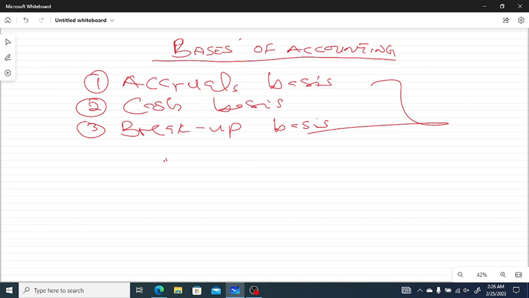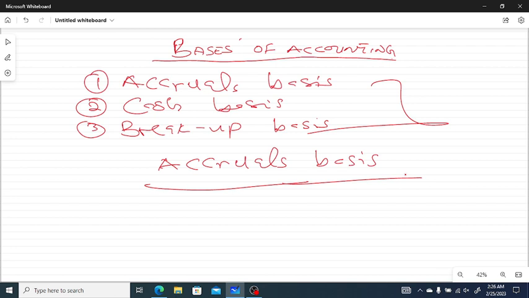Let's start with the accrual basis. This accrual basis is accrual accounting, accrual concepts. This is a concept whereby transactions are recognized and other events and circumstances in the period in which those transactions occur, even if the resulting cash receipts and payments occur in a different period.